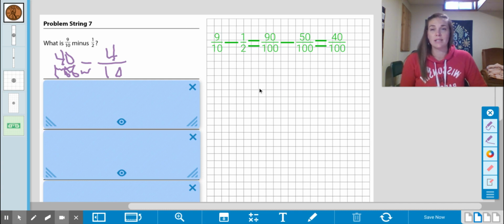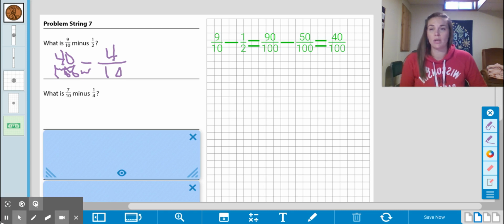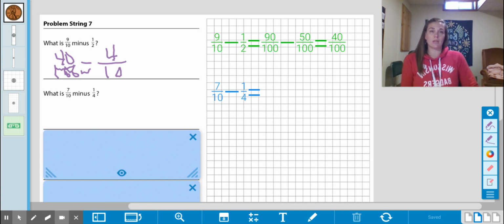All right, let's write down that second problem. What is 7/10 minus 1/4? So I have written down 7/10 minus 1/4. Again, I need to write that with an equivalent fraction using that common denominator. Again, tenths work well with money because a tenth of a dollar is a dime. A fourth of a dollar works well with money. A fourth of a dollar is a quarter.